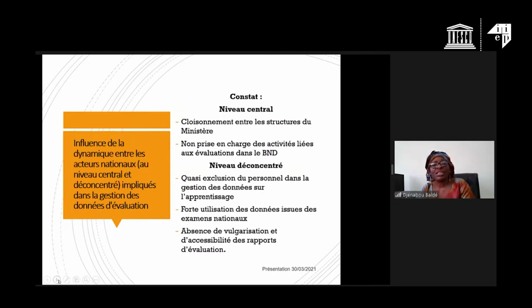So again, if we look at the influence of dynamics between the national players involved in the management of learning assessment data, now we're talking of players at both national and devolved levels. So at the central level, we can see that there is a silo-based structure within the ministry, and I spoke about various cases of assessments that are done in the country.